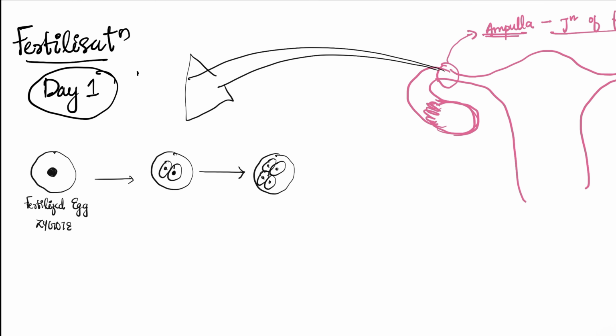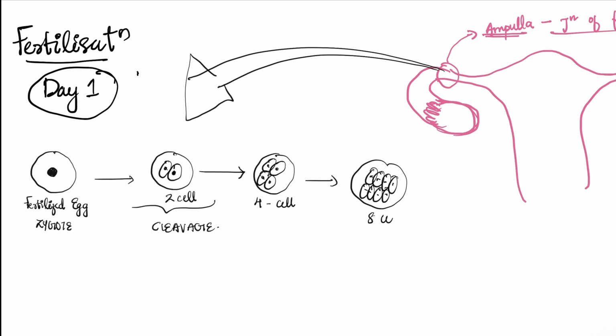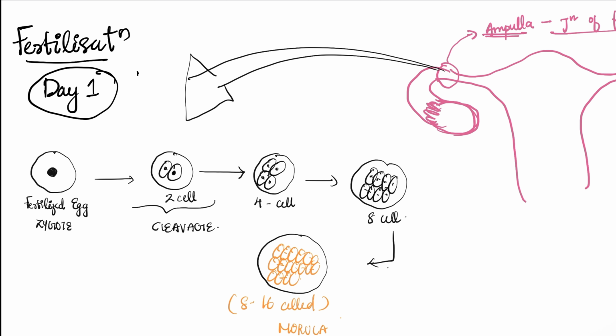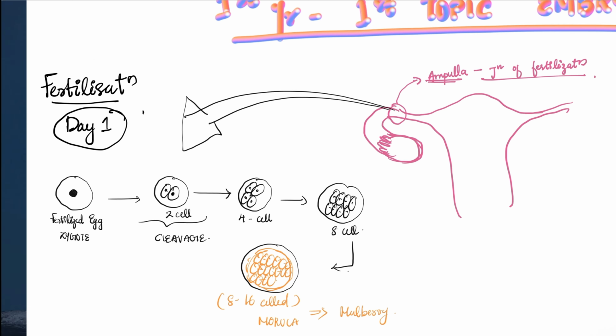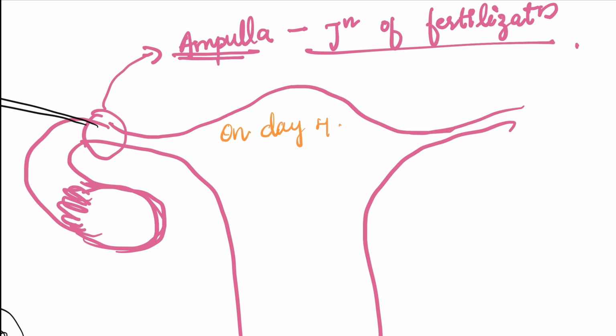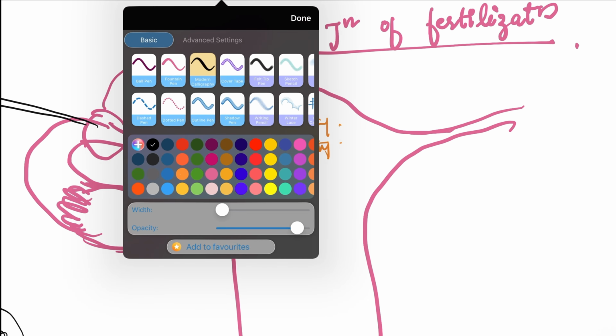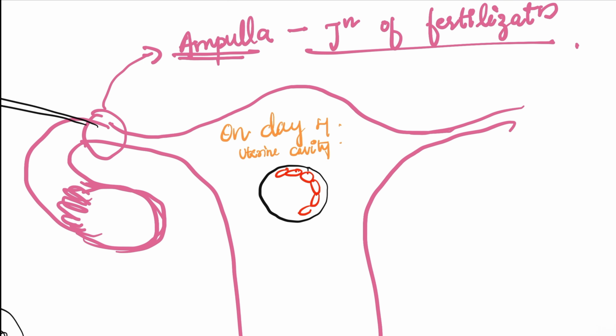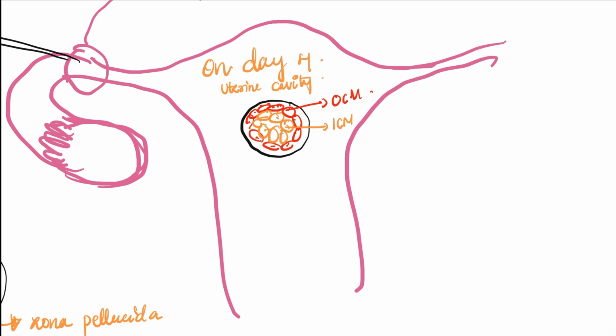So on day one, this is a fertilized egg, which is also called a zygote, and it undergoes cleavage or divisions to form two-celled, four-celled cells. And at the end, it reaches a point where it becomes the 16-celled stage. And this is called a morula because it resembles a mulberry, maybe like this, I guess. As you can see here, the zona pellucida is intact, and on day 4 in the uterine cavity these cells get differentiated into an outer cell mass and an inner cell mass.